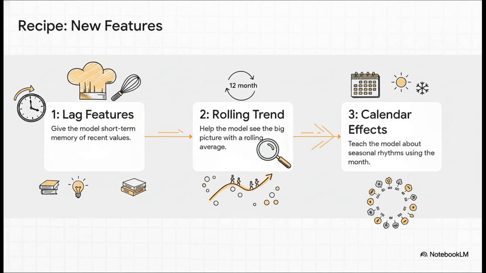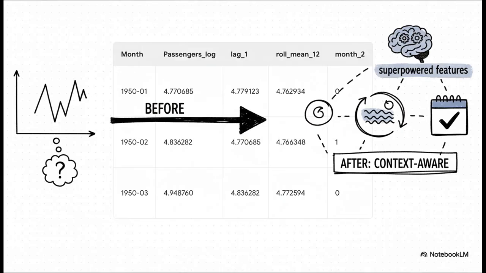Step 1, we create what are called lag features. This is kind of like giving the model a short-term memory. We're just telling it, hey, just so you know, this is what happened last month. It's a super simple but really powerful clue. Step 2, we create a rolling trend. For this, we use a 12-month average, and that helps the model see the big picture, that overall upward climb we saw. And finally, step 3, calendar effects. This is as simple as it sounds. We literally tell the model what month it is, January, February, whatever, so it can finally learn that yearly seasonal rhythm.